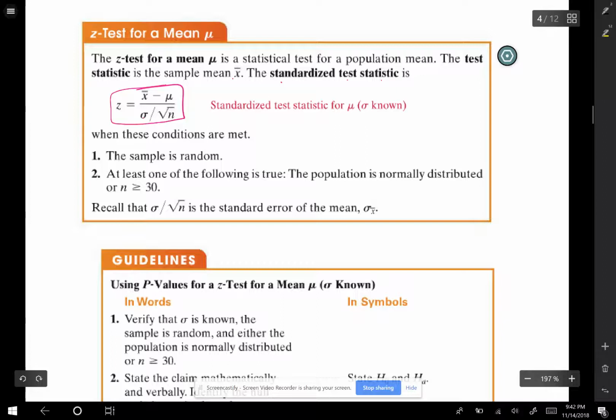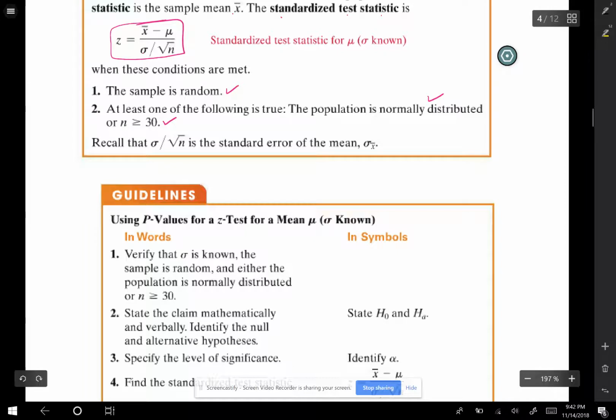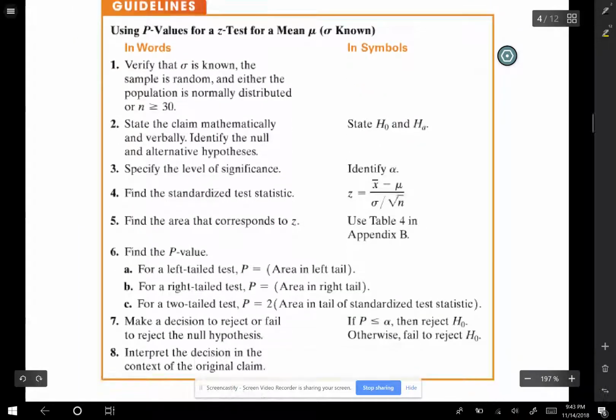And these conditions have to be met. The sample has to be random. And then just like always, you have to either have a sample size greater than or equal to 30, or the population has to be normally distributed. So that stays the same throughout. And then remember that sigma divided by the square root of n is what we call the standard error of the mean. So here are our guidelines, and this is going to walk us all the way through a problem.